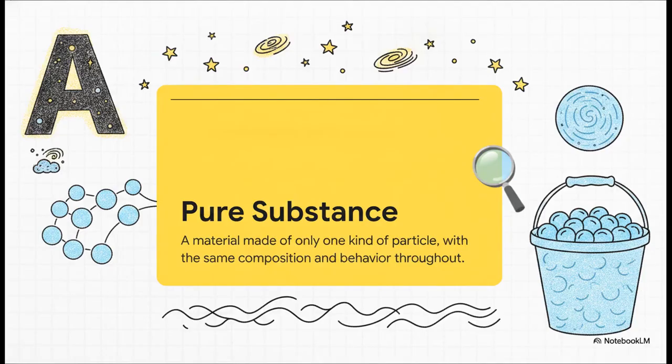But before we can start spelling words with our cosmic alphabet, we need to understand what makes our letters pure. A pure substance is basically a material made up of only one kind of particle. Whether you look at a single tiny drop of pure water or an entire swimming pool of it, the composition and behavior are completely identical throughout. It hasn't been mixed with absolutely anything else.